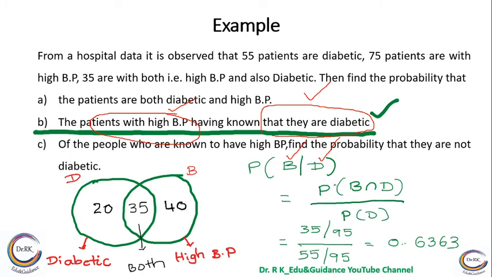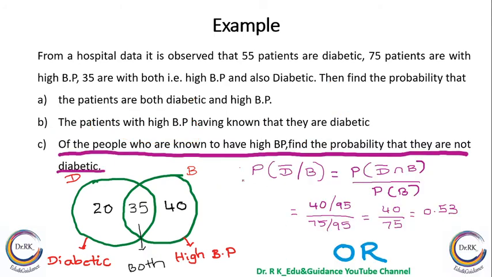And we know the formula, just what we discussed. The numerator is the joint and the denominator is the first event that happens. Once this is there, now B intersection D, what is its probability? 35 out of 95, so 35 by 95. Diabetic, how many patients are there? They are diabetic, 35 plus 20, therefore 55, so 55 by 95. This is the conditional probability. What is the probability that a person who is diabetic is also having BP? So it's 0.6363.